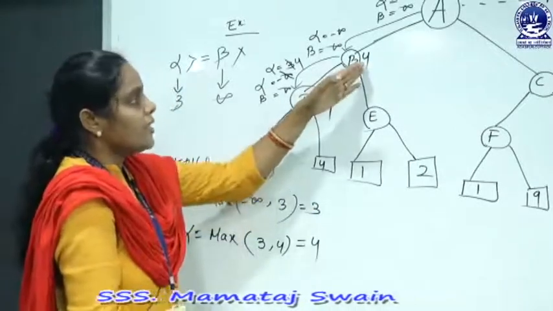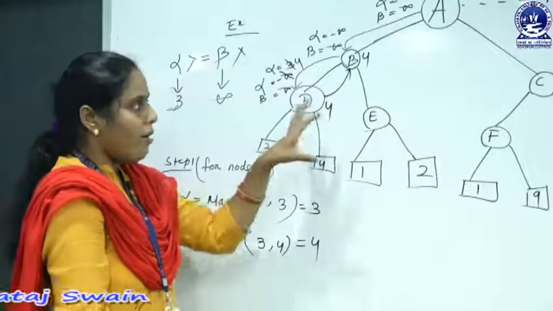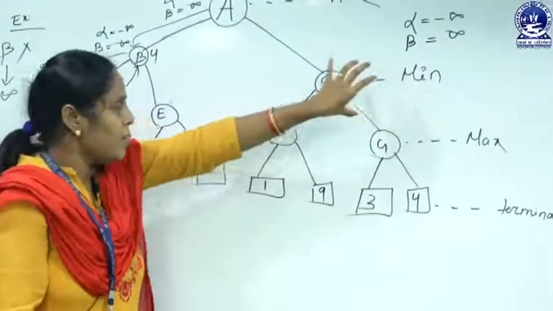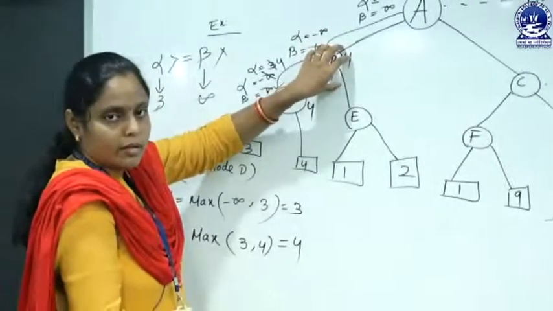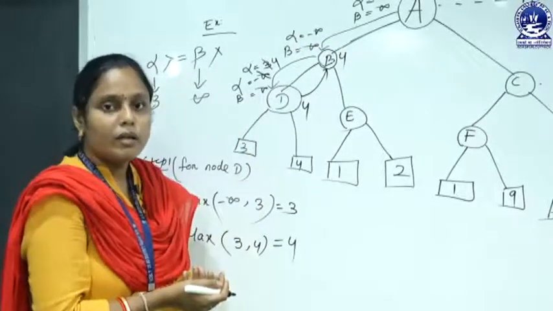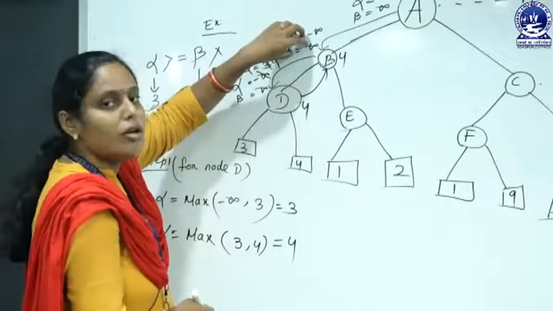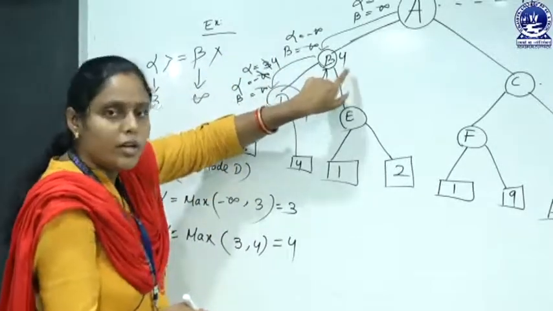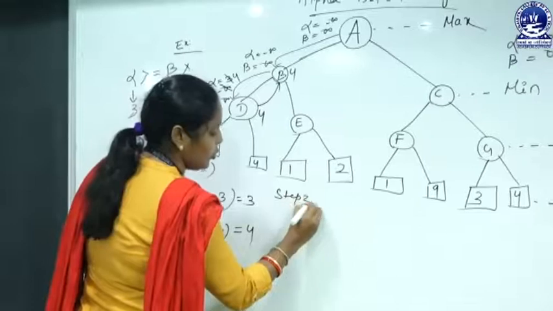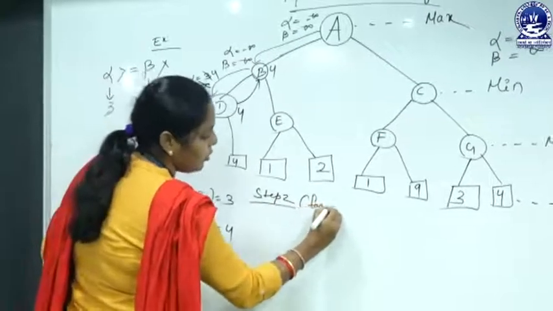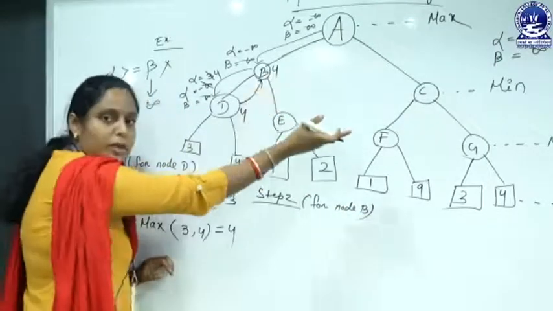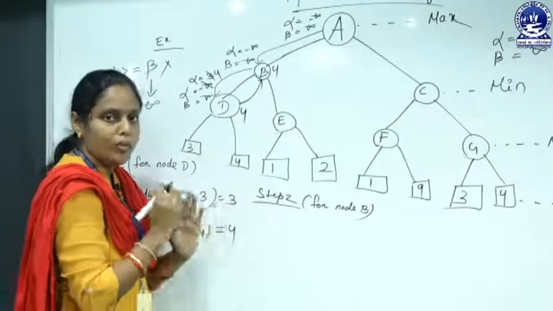After placing this 4 value at node B, now this B node is the minimizer term. That means here at B, the beta value will be updated. How can you update the beta value? Here you check the initial value of beta with the node value. That means for node B, now I am taking step 2. In step 2 for node B, the node B is the minimizer term, that means the beta value will be updated.